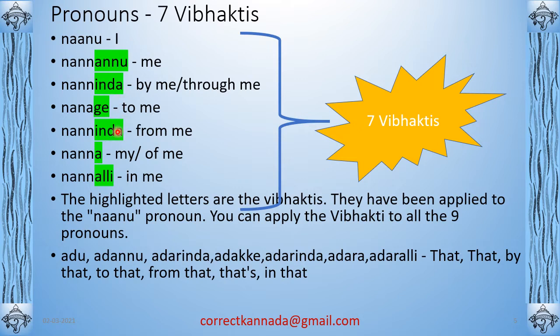By looking at the context, you'll be easily able to understand whether it's from or by. Okay. Nanna is my. ಇದು ನನ್ನ ಪುಸ್ತಕ, ಇದು ನನ್ನ ಪೇನ, ಇದು ನನ್ನ ಮನೆ. ಮನೆ means house. Like that. So that's nanna, my possession. Right, next is nannalli, in me.